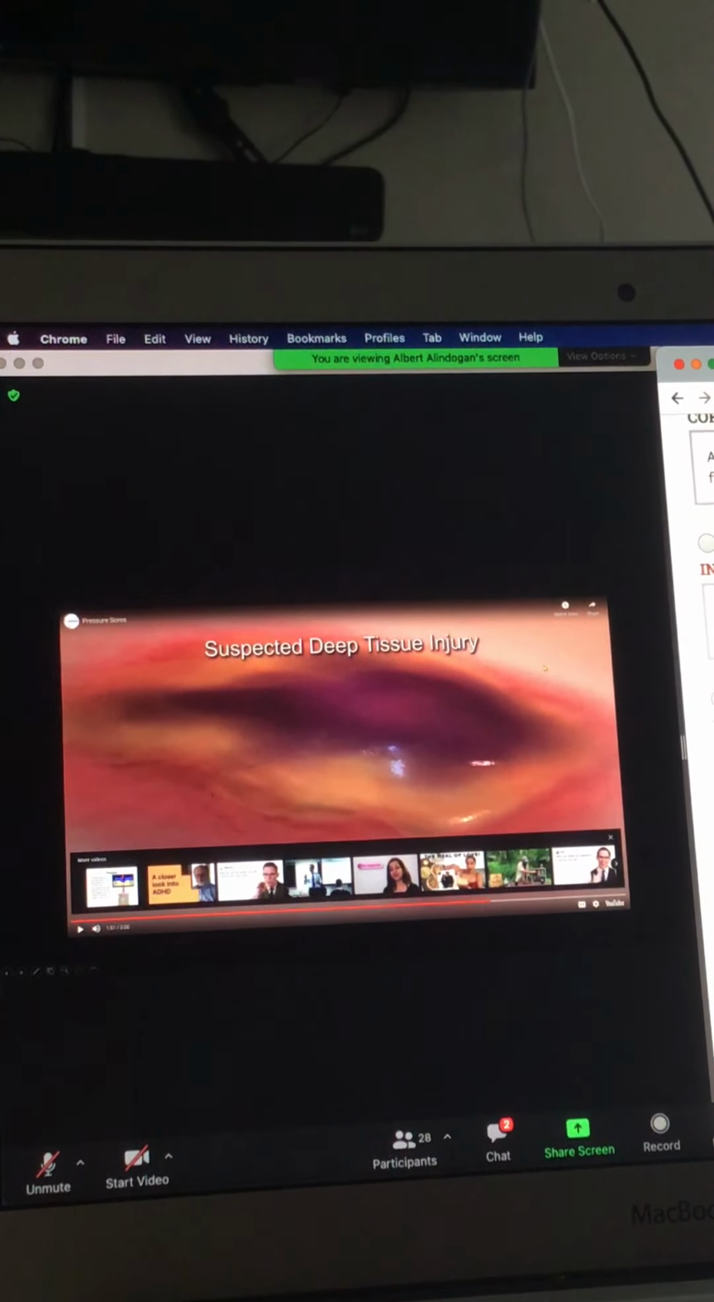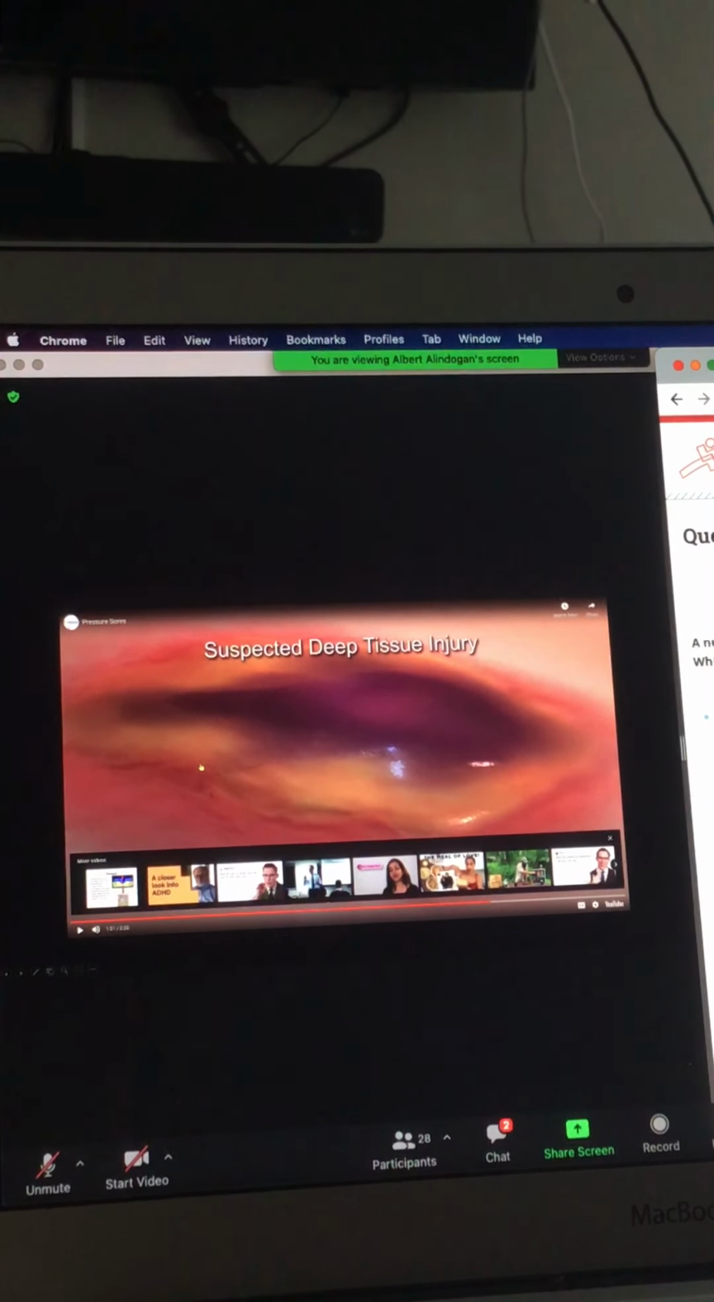So again, to minimize your confusion, and this is not hard to learn: in stage 1, you're not going to see this color. In a suspected deep tissue injury, or SDTI as we commonly call it, what you would see is some purplish dark red discoloration on the affected area. In a stage 1, it's purely red, no purplish discoloration. That's the major distinction, because if you look at the skin of someone with a suspected deep tissue injury, the skin is intact, no break on the skin, but you have that purplish discoloration.